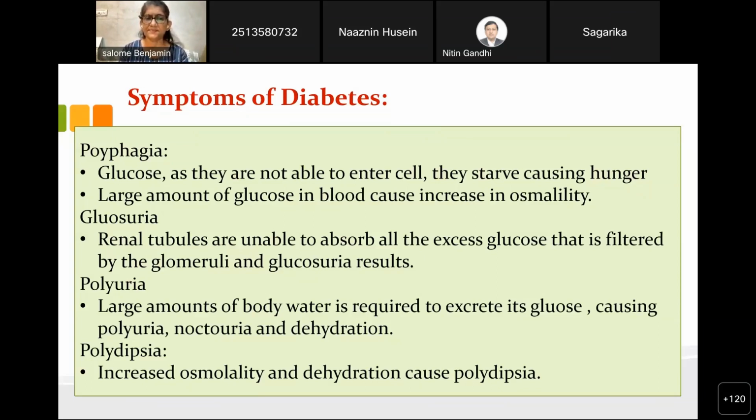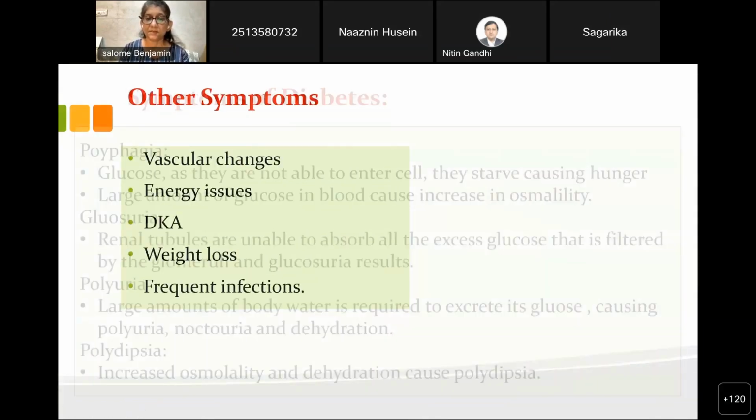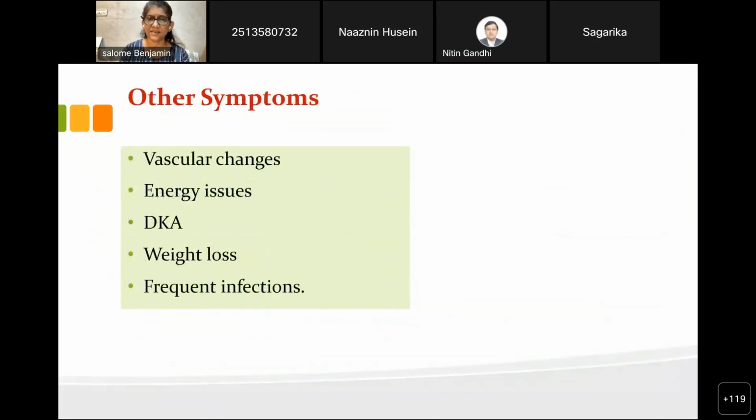Next slide. Geeta, you are changing the slides. Can you?